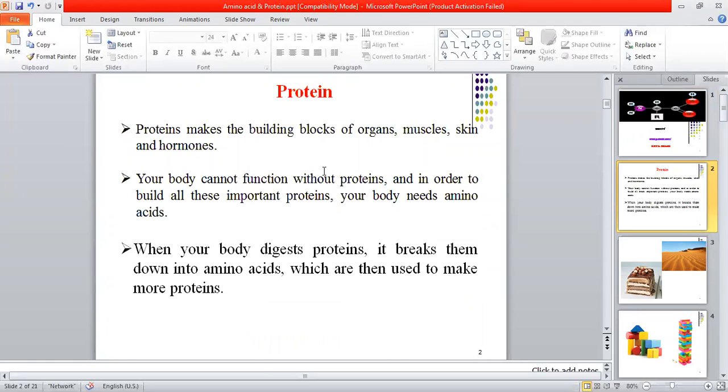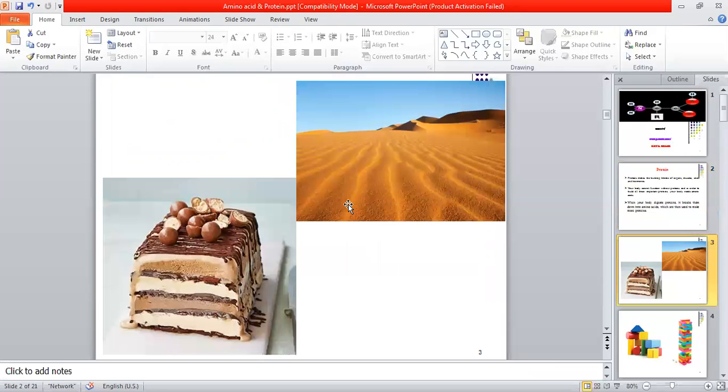So firstly, we should know about protein. What is protein? Your body cannot function without proteins, and in order to build all these important proteins, your body needs amino acids. So in today's topic, we will learn what amino acid is and how they look like. The human body has thousands of different proteins, all of which are necessary for staying alive and healthy.